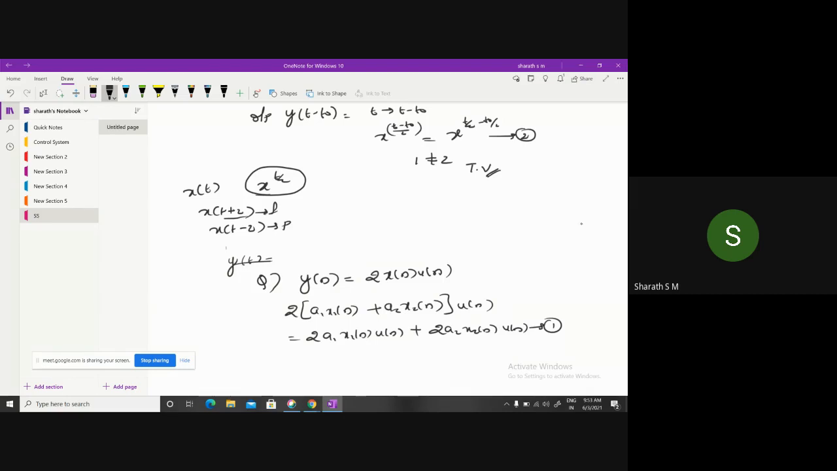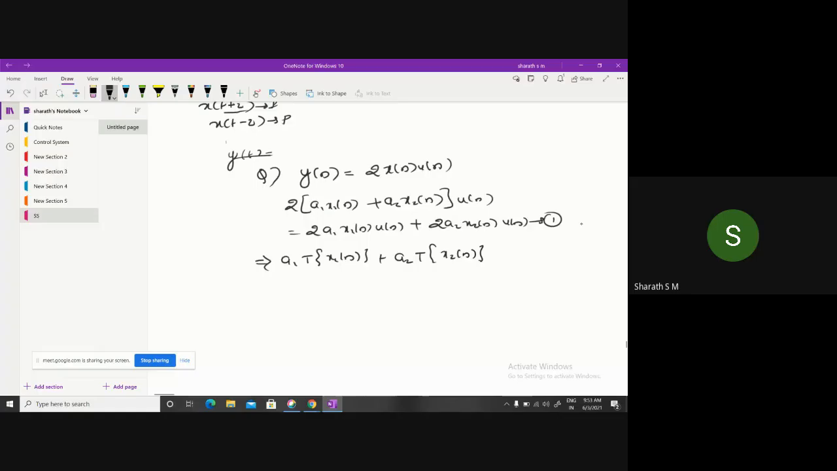But normally, we can write this as the weighted sum a1 T of x1 of n plus a2 T of x2 of n. So once we apply x1 of n to the system, it gives the output 2x of n into u of n, that is, a1 into 2x1 of n into u of n plus a2 into 2x2 of n into u of n. So equation 1 is equal to equation 2. So the given system is linear.